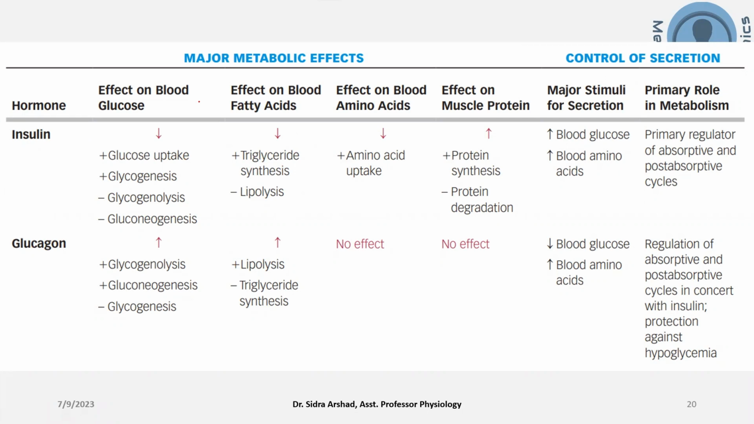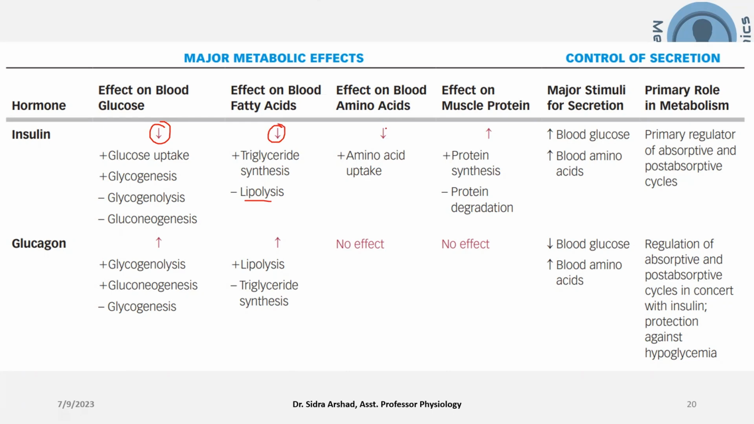So insulin, its effect on blood glucose is that it causes glucose uptake, glycogenesis. It inhibits glycogenolysis and gluconeogenesis so that it is decreasing the blood glucose levels. Its effect on blood fatty acids includes that it causes triglyceride synthesis and inhibits lipolysis so that it is decreasing the fatty acid levels.